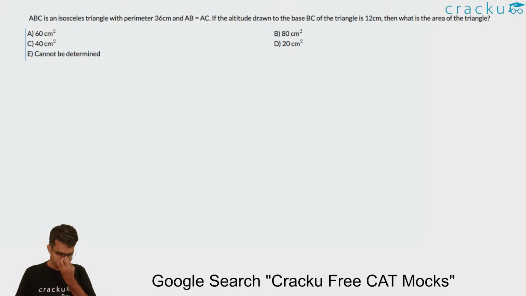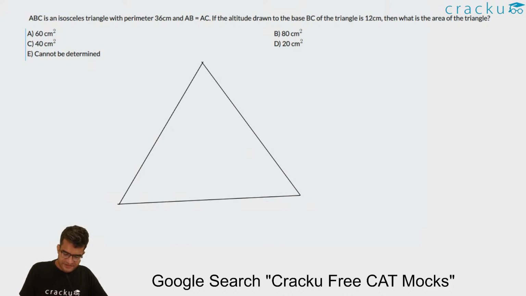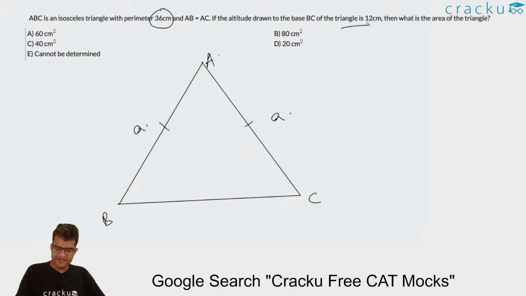Let us see. Here we have a triangle ABC, which is an isosceles triangle. Let us assume that this is ABC, where AB is equal to AC. This is A, this is B, and this is C. This is an isosceles triangle. Both of them are the same. The perimeter of this triangle is 36 centimeters. And let us assume that this is A and this is A. And the altitude drawn to the base BC of the triangle is 12 centimeters. So let us draw an altitude from here.